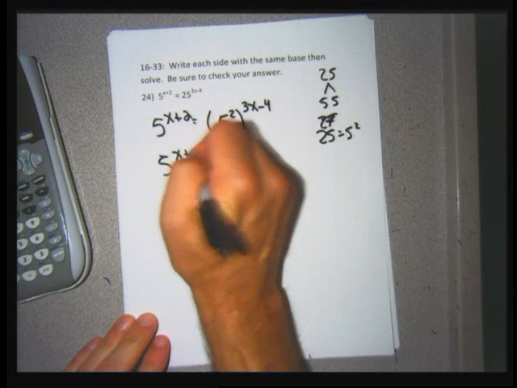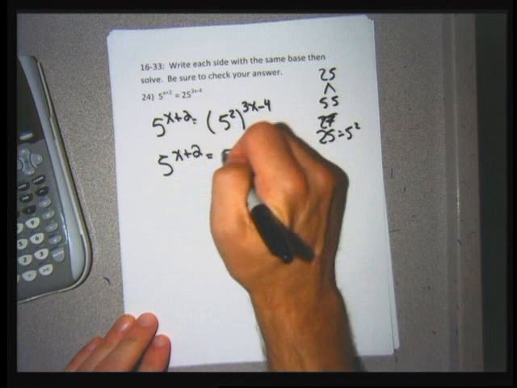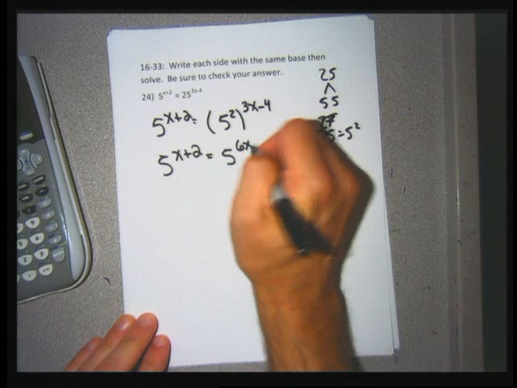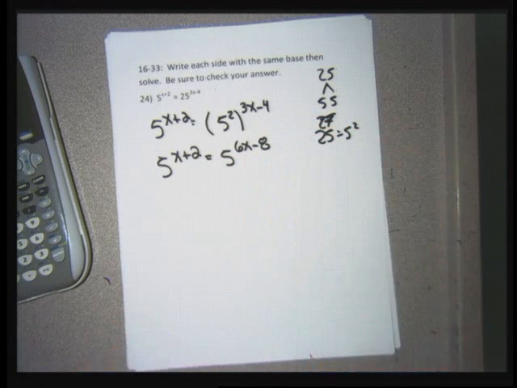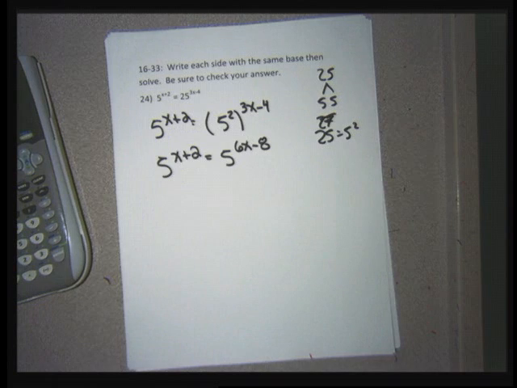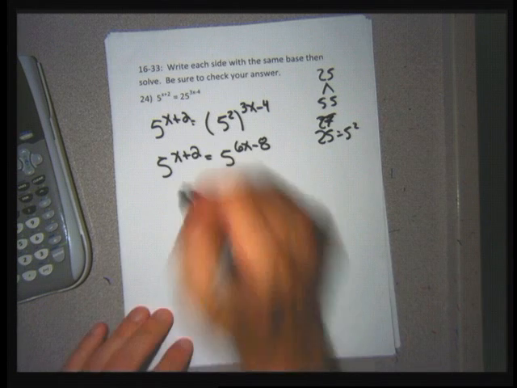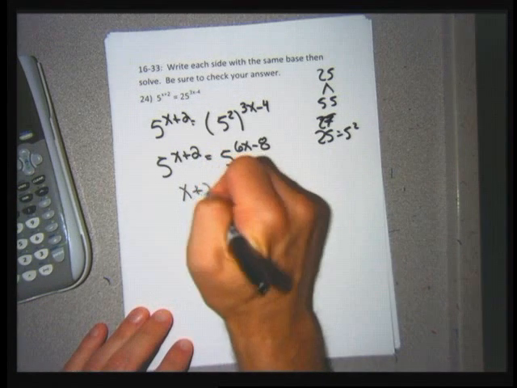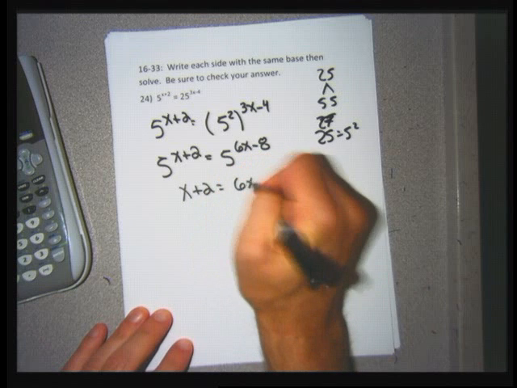The left side is fine the way it is written. On the right side, I'm going to multiply the exponents and get 5 to the x plus 2 equals 5 to the 6x minus 8. Now I'm going to drop the bases and equate the exponents.